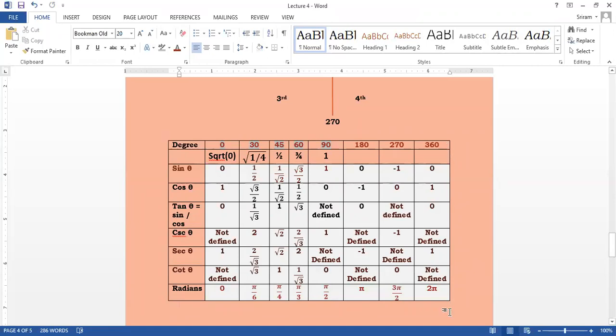Using this idea, we are going to discuss some problems in the next class, dear. Please come with the understanding of the table, and then we will proceed with the class, dear.